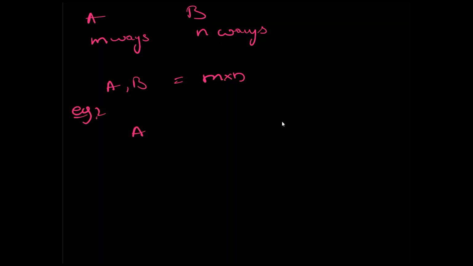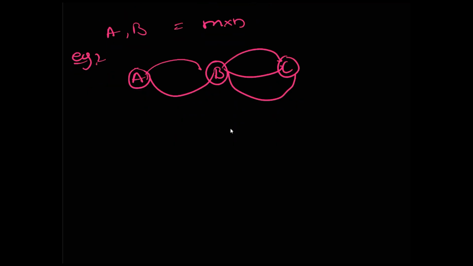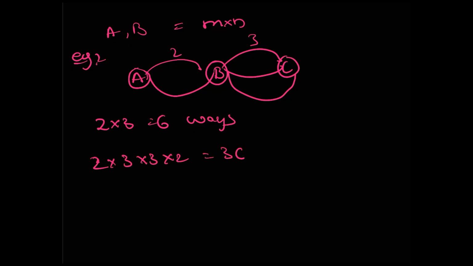If you want to go from city A to city C via city B, when you can go from city A to city B in two ways and city B to city C in three ways, then the number of ways in which you can go from city A to city C via B will be 2 into 3, 6 ways. And if you want to go from city A to city C via B and again return to city A via B, it will be 2 into 3 into 3 into 2, that is 36 ways.